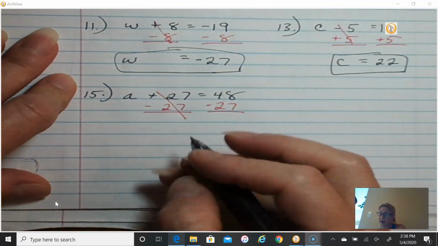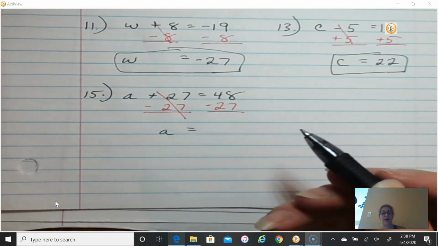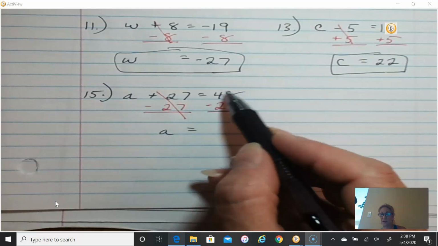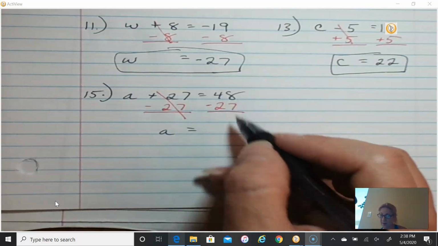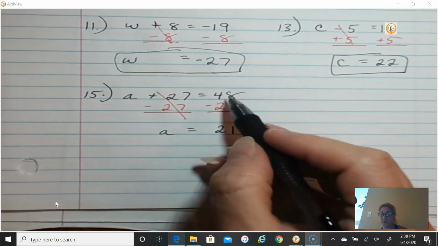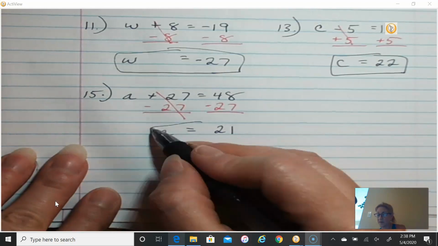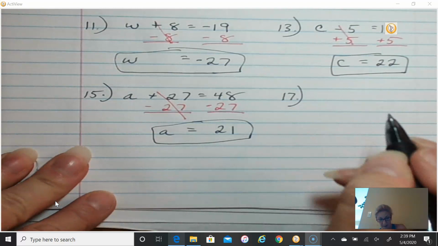Okay, so A equals, that's a positive and a negative. We subtract and take the sign of the largest digit, which is going to be positive, right? So 48: 8 minus 7 is 1, 4 minus 2 is 2. 48 is the largest and it's positive, so your answer is positive 21. All right, last one.